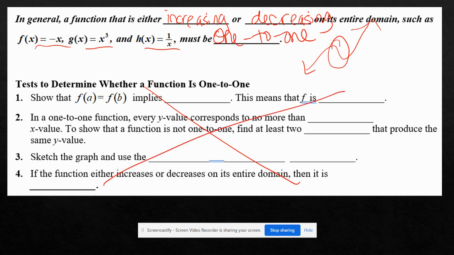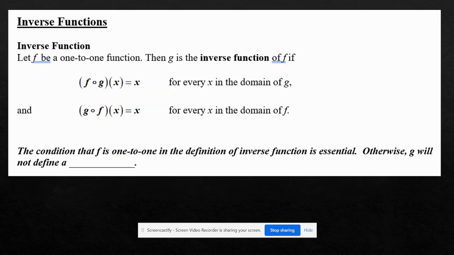We can ignore this section right here. All right, so we're sitting here looking at one-to-one functions. We've decided, yes, this function is one-to-one. How do we know if they are inverse functions?